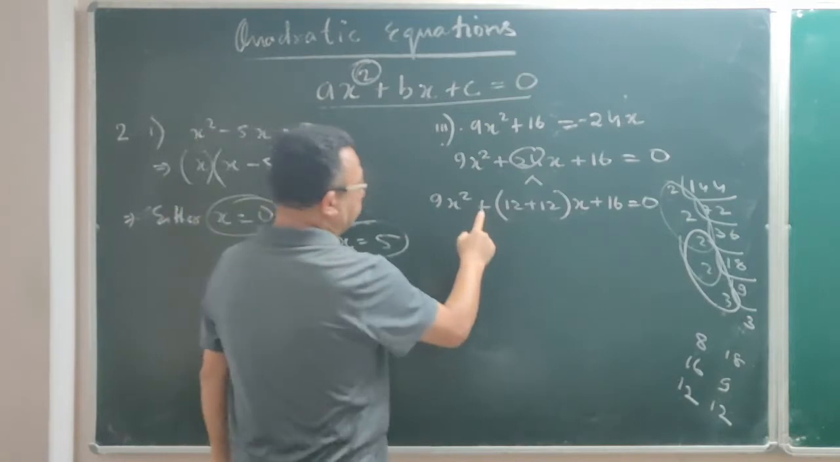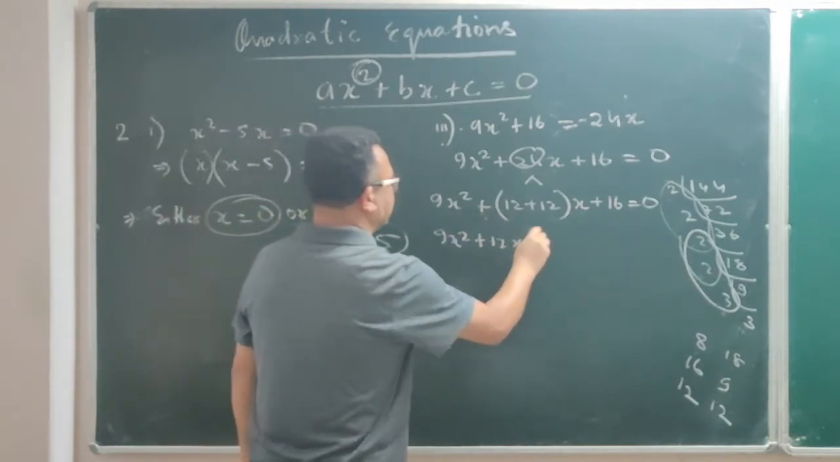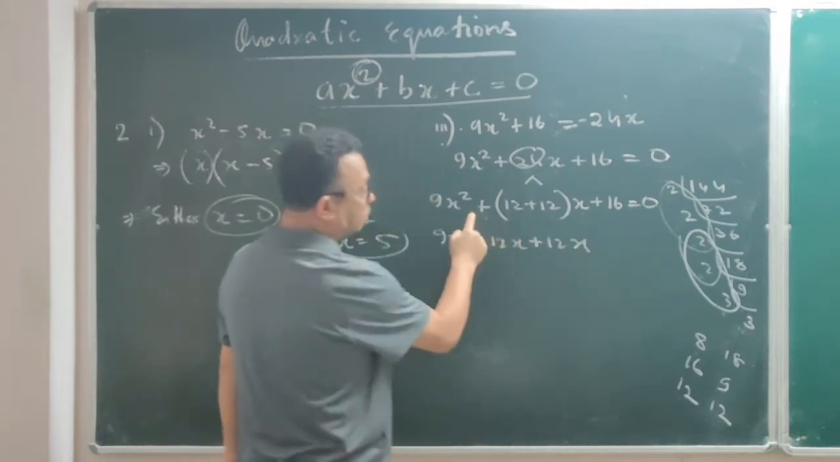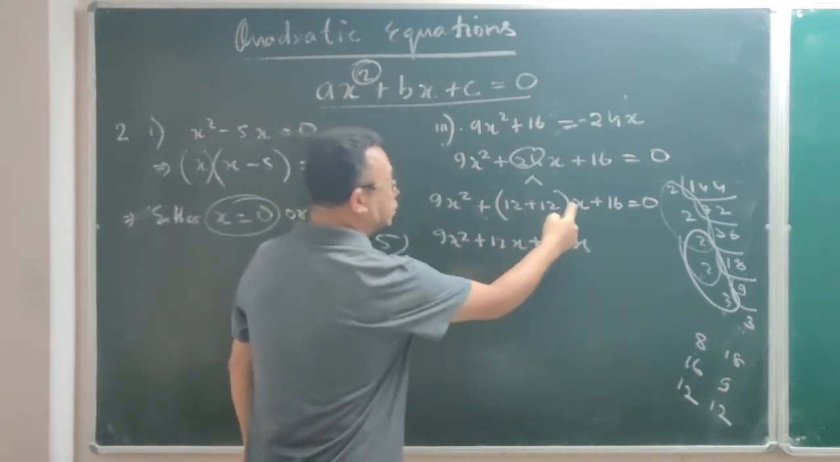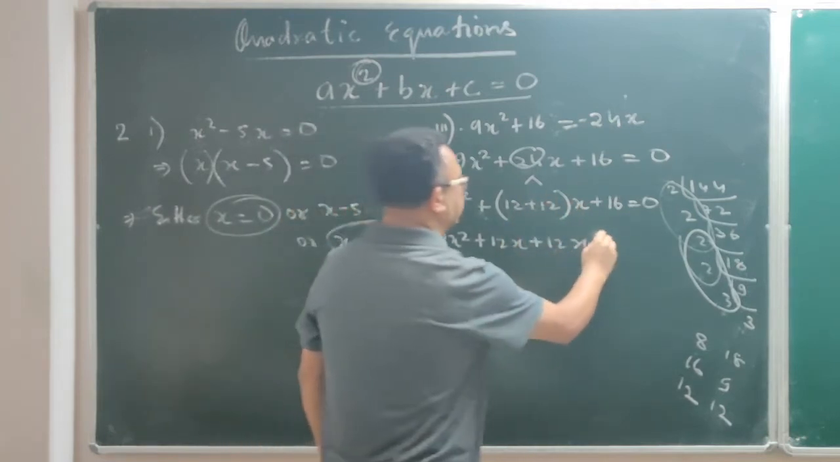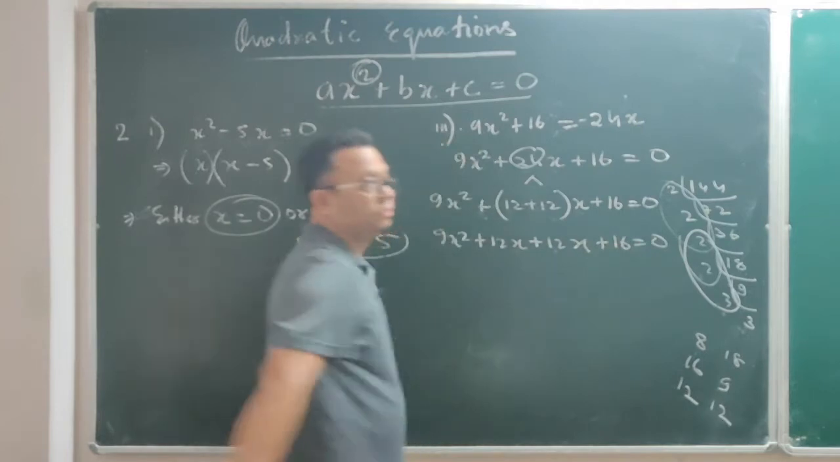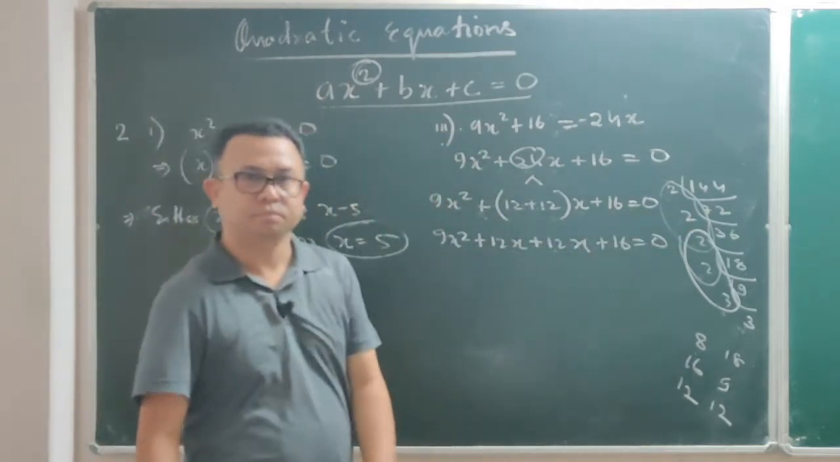Now open this bracket. Plus will multiply here. So it will be 9x square plus, into plus is plus 12x, plus again 12x. Sometimes when this is minus, minus has to multiply both: minus into plus, minus into plus. And this x also is multiplying both. x into 12 is 12x, x into 12 is 12x. And that last 16 equal to 0. So see, exactly same. Only thing is that I am adding this equal to 0 at the end.